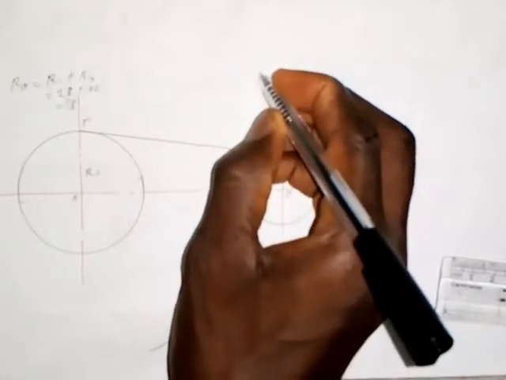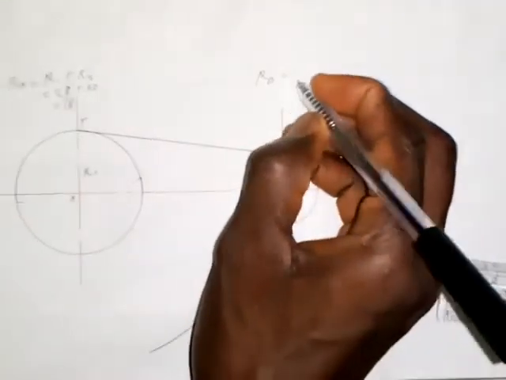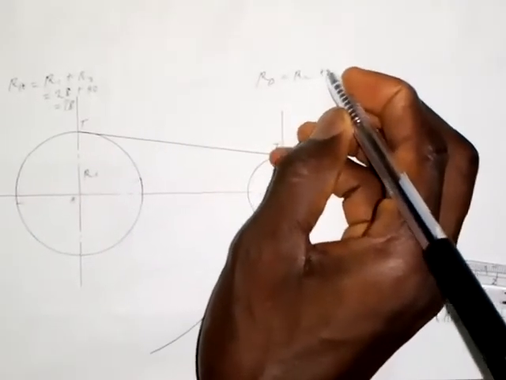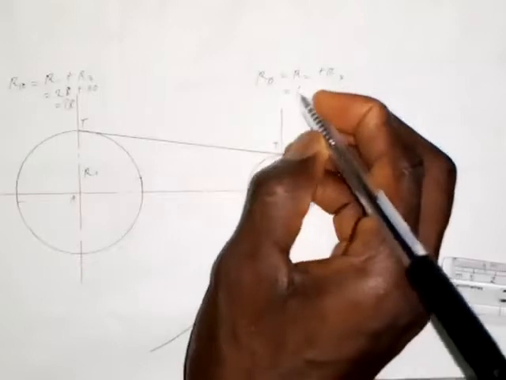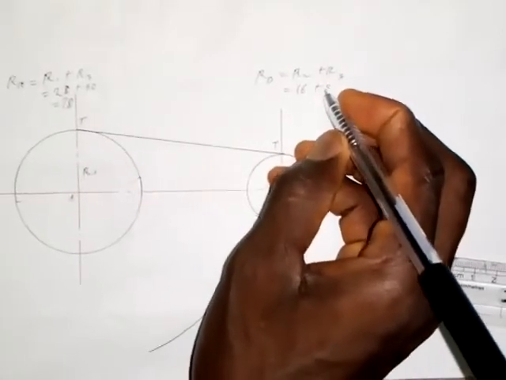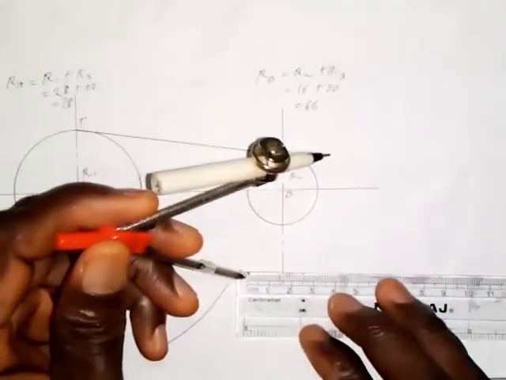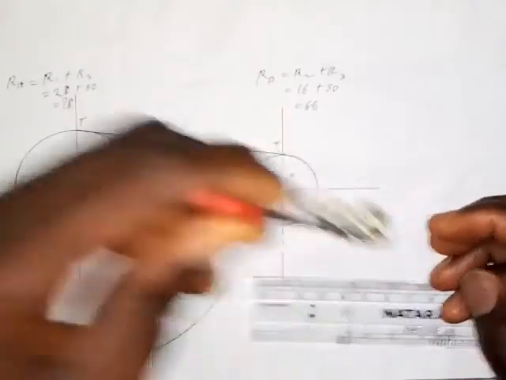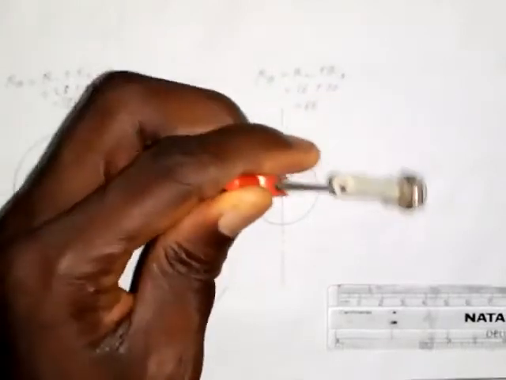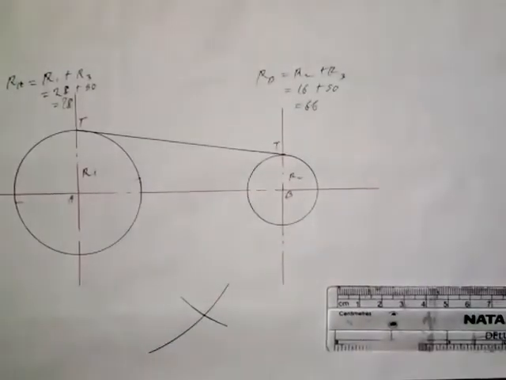So RB now. This is equal to R2 plus R3. The radius here is 16 millimeters, so plus 50. And this will give us 66 millimeters. So take a measurement of 66 millimeters with your compass. There it is. Put it at center B here, and you draw an arc here. Okay. All right.